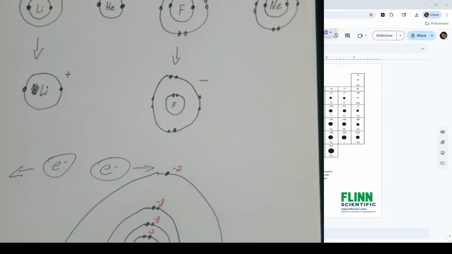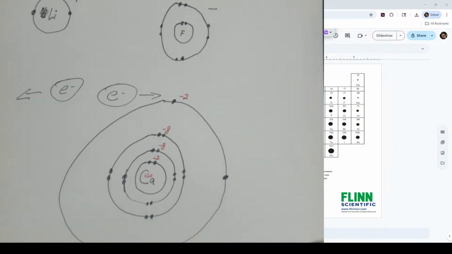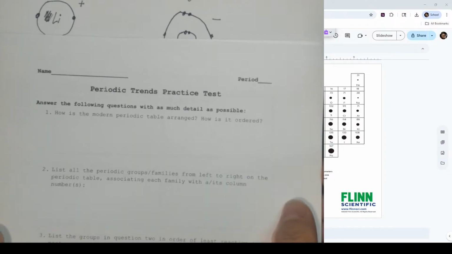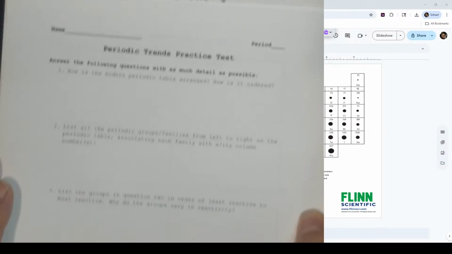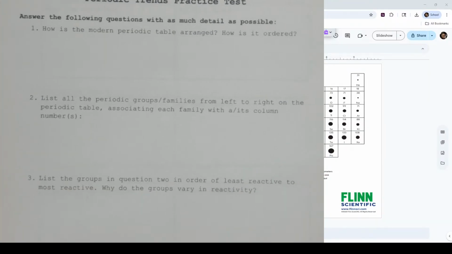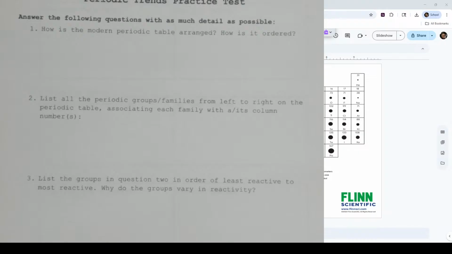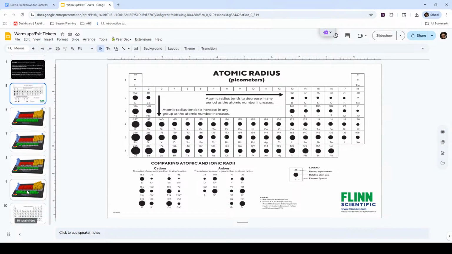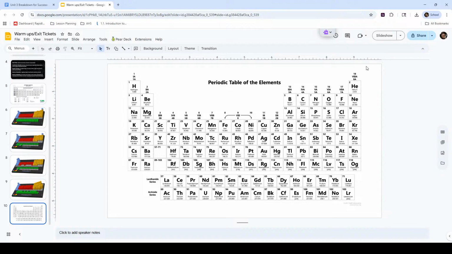Whereas, what did I draw later? Calcium has 4 shells. It should be on the 4th row. All right, list all the periodic groups or families from left to right on the periodic table, associating each family with its column numbers. Okay, let's just go straight to a periodic table. This is the one that you're going to be able to use on your test as a reference. So let's use this one.